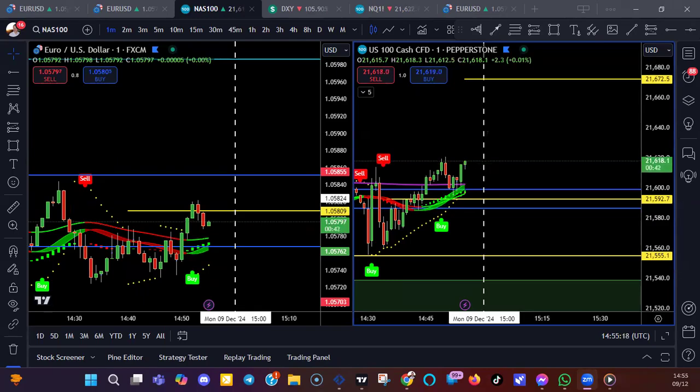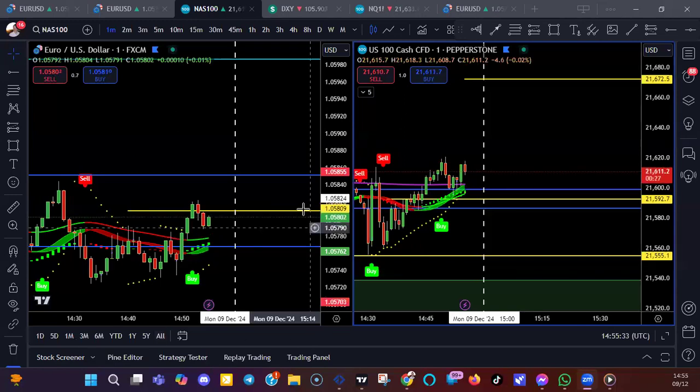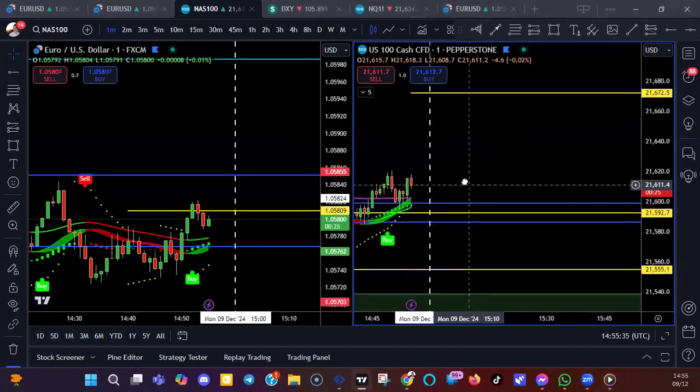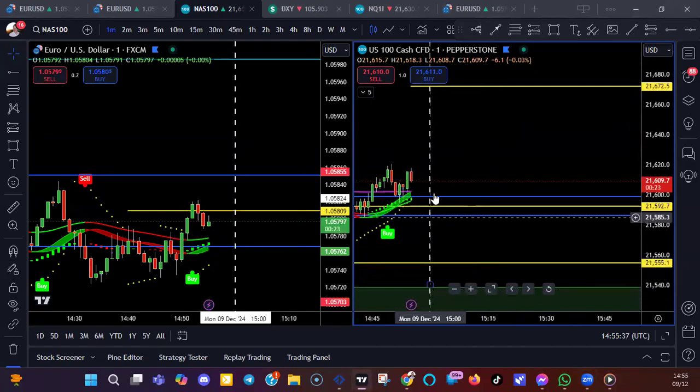We're looking at the EUR USD and the US 100, also known as the NAS 100, using the Academy 55 indicators on the 1 minute time frame, and looking at the 5 minute time frame also to get our zones. Looking at the US 100 first.